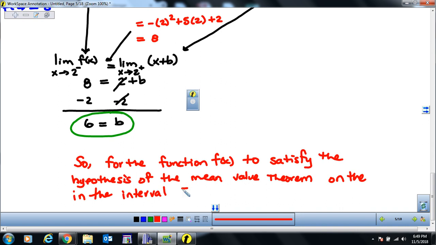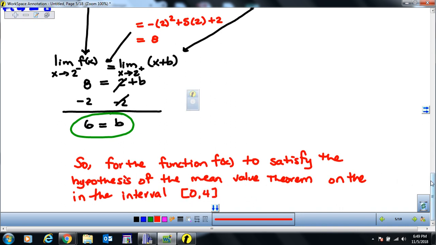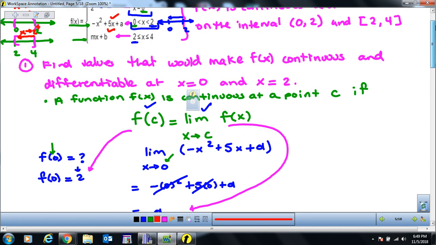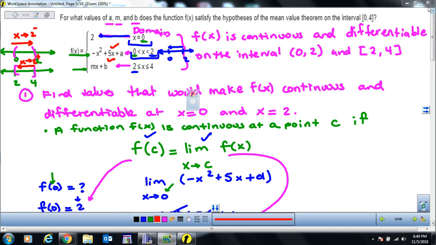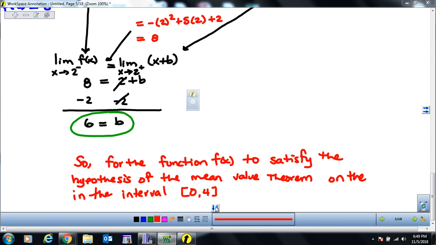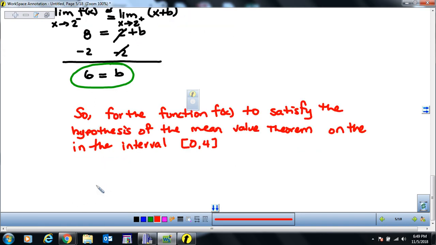On the interval from 0 to 4, that means that for this piecewise function to not have any sort of discontinuity, no jumps, nothing, I'm considering it from 0 all the way to 4 as if it was a single piece, all this together. So from 0 to 4, the function has to look like the following.